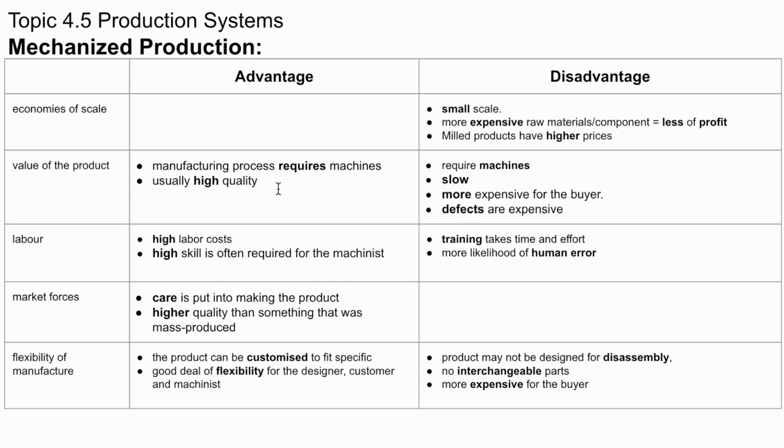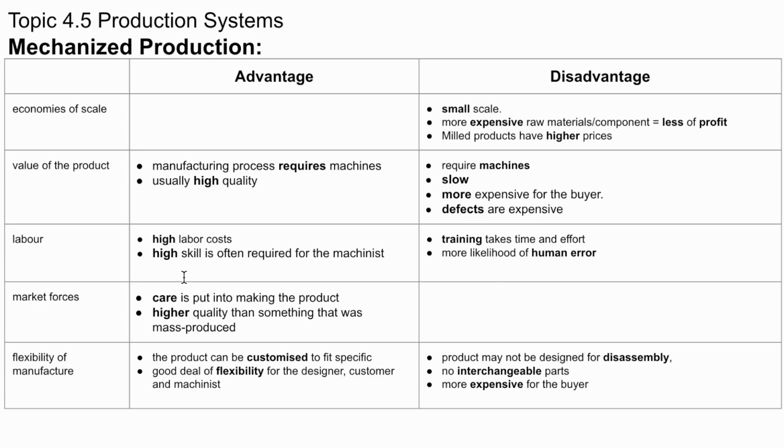Another advantage, though, is for the value of the product. It's going to require machines, and so it's also going to be quite high quality usually. It requires machines. That is a disadvantage. It can be slow, it's expensive for the buyer, and again, defects are expensive. An advantage for labor is that the labor costs are higher. So laborers get paid more, but this is also a disadvantage if you're a company.